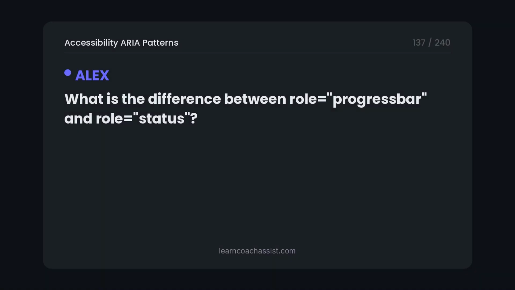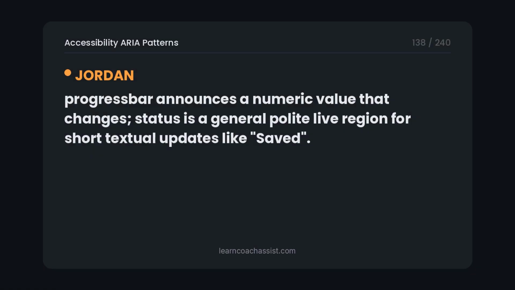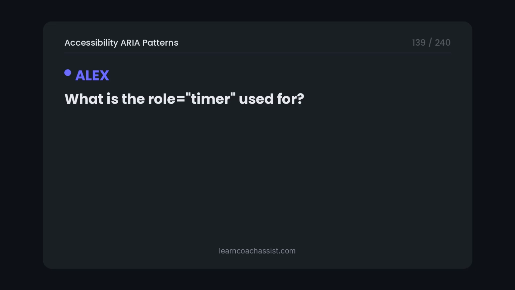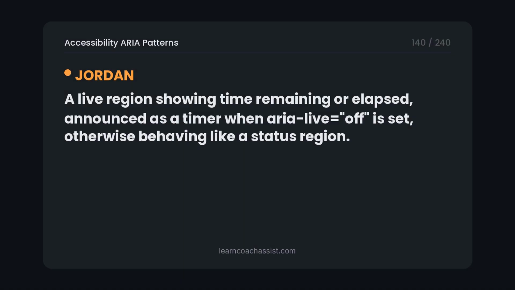What is the difference between role="progressbar" and role="status"? Progressbar announces a numeric value that changes. Status is a general polite live region for short textual updates like "saved." What is the role="timer" used for? A live region showing time remaining or elapsed, announced as a timer when aria-live="off" is set, otherwise behaving like a status region.